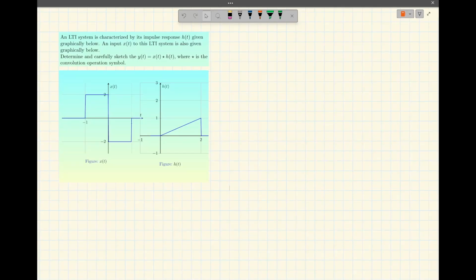So in this problem, we are asked to compute y of t, the output of this LTI system that is characterized by its impulse response h of t given graphically here. So y of t will be x of t convolved with h of t.